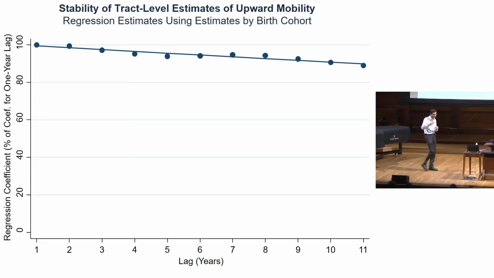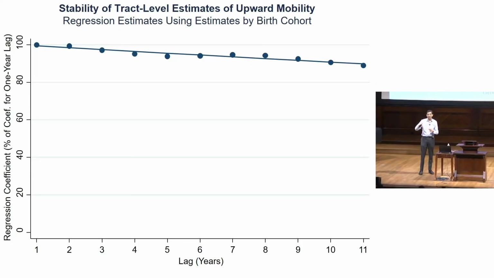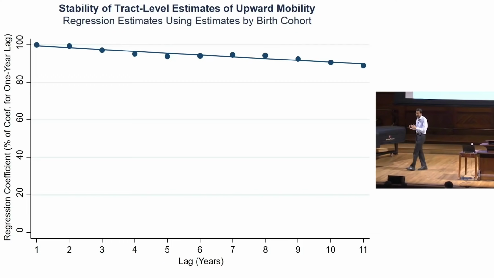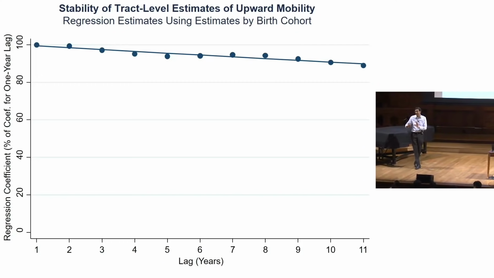So suppose I'm trying to predict what outcomes look like for kids born in 1990. And suppose I use data that's 1 year old. I use data from kids born in 1989. And I get some predictive power.